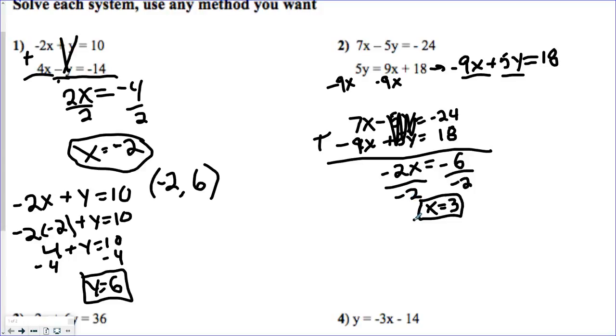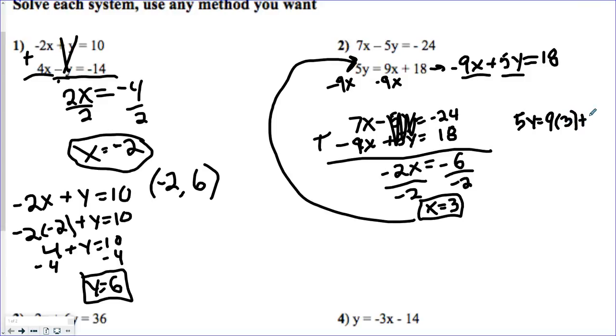So I'm going to take this positive 3 and plug it back into, I'm going to do the bottom equation right here. Plug it back into this equation right there. So 5y equals 9. Now, instead of saying 9x, I'm going to say 9 times 3 plus 18, because I know that x is 3. Then I'm going to simplify a little bit. So 9 times 3 is going to give me 27 plus 18.